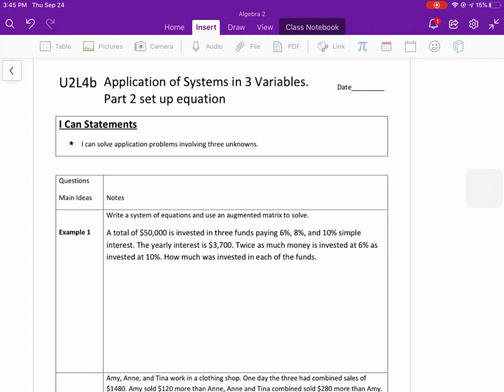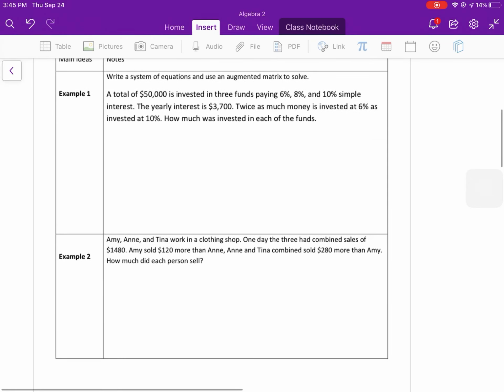Welcome back. This is part 2, setting up the equation in 3 variables. So here's our first one. It's very similar to one that we did last time. $50,000 is invested in 3 funds, paying 6%, 8%, and 10% simple interest. The yearly interest that you're going to hope to earn is $3,700. Twice as much money is invested at 6% as is 10%. How much is invested in each fund?